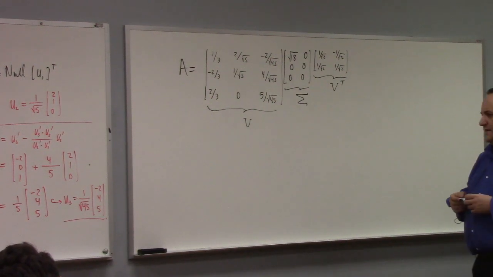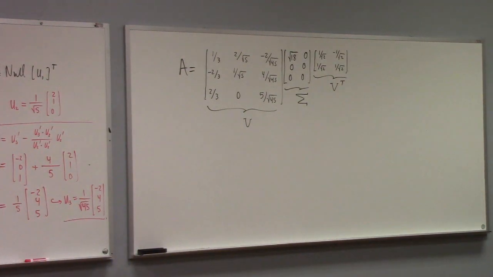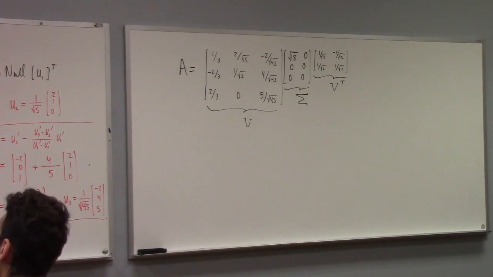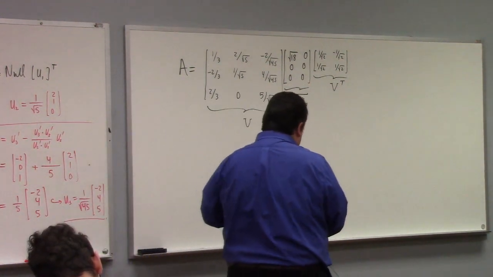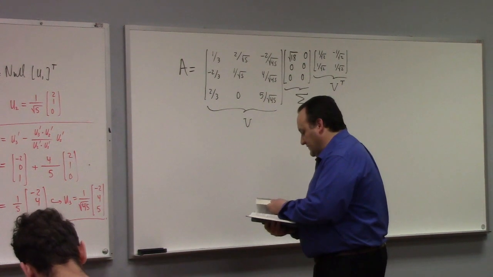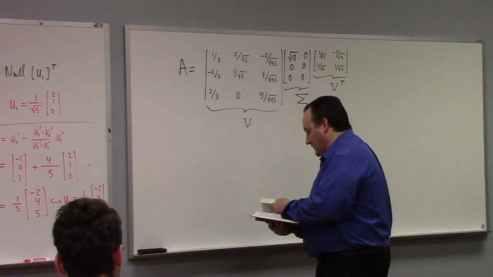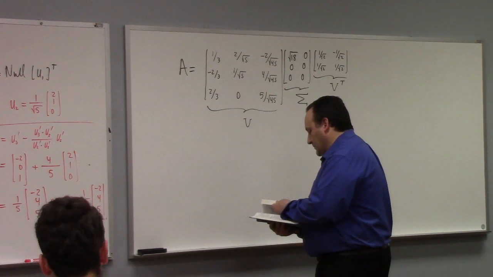I wish I brought my book with me. I'm a little fuzzy on what the definition of the Moore-Penrose inverse is. What I'm a little bit fuzzy on is whether the Moore-Penrose inverse was defined for a rectangular matrix or just a square matrix. That's what I can't remember.